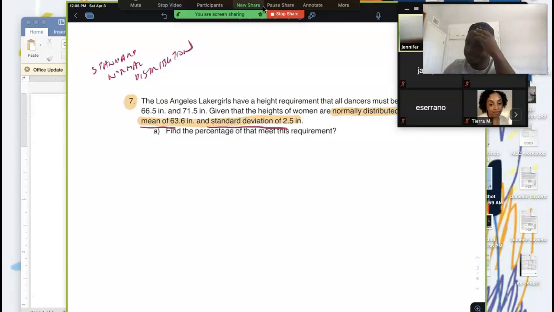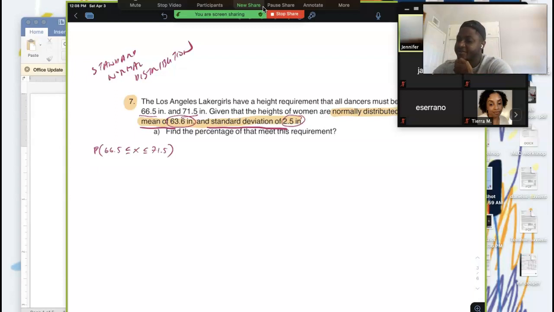Okay, so in this one, if we're going to use the standard normal distribution, what do they want us to do? We have the Laker girls' height requirements. It must be between, so these are our two height requirements. Given that the heights of women are normally distributed with a mean of 63.6 and a standard deviation of 2.5, we want to find the percent of women that meet this requirement. So we want to find the probability that these heights are between 66.5 and 71.5. That's what we're starting off with.